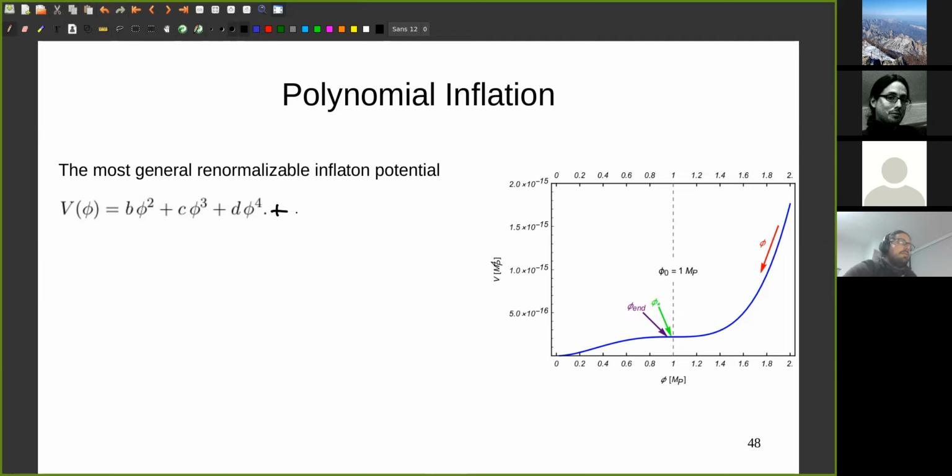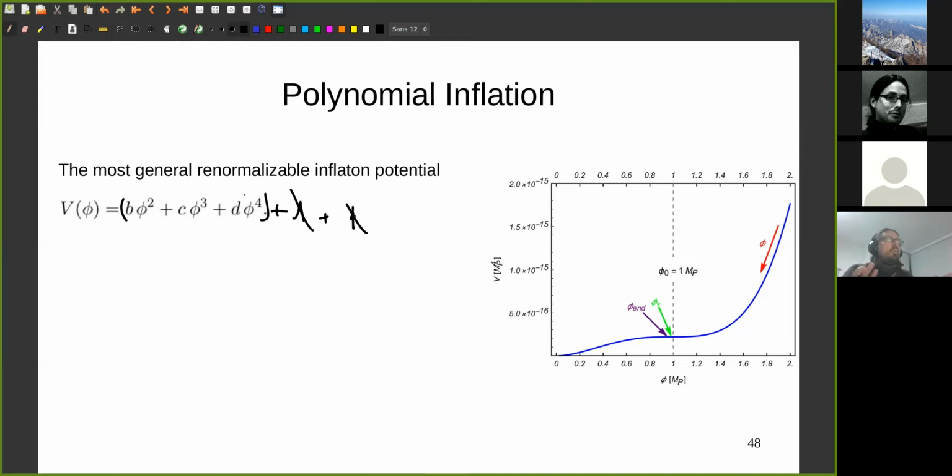So we can have a constant here that we are disregarding because it's very small, and we can also have a linear term in phi. However, this linear term can be absorbed via a field redefinition. So it's enough to take these three terms. This one is too small, and this one can be absorbed via field redefinition. So it's okay if you take the quadratic, the cubic, and the quartic term for inflation.